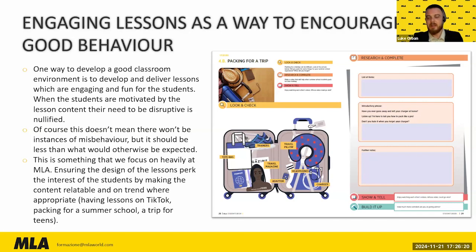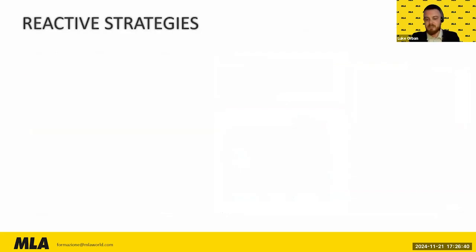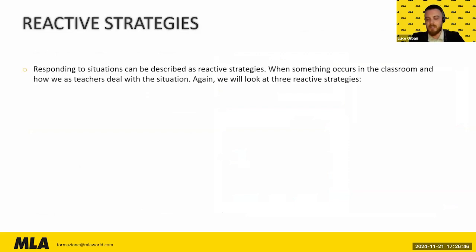Definitely. So these are three ways which we can do proactively to ensure good classroom behavior: setting expectations, building relationships, and planning engaging lessons. Reactive strategies, as you may be able to guess, are strategies in how we respond to situations. So when something occurs in the class and you deal with it in a particular way, that is a reactive strategy. You are reacting to whatever has happened. This doesn't always have to be negative, as we will see.